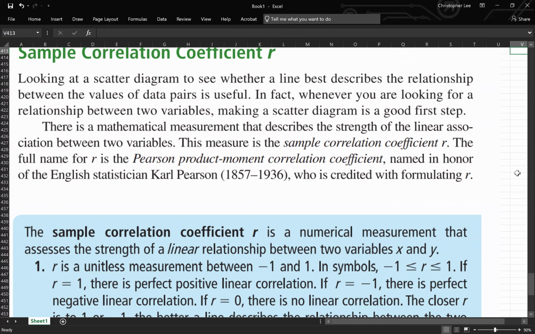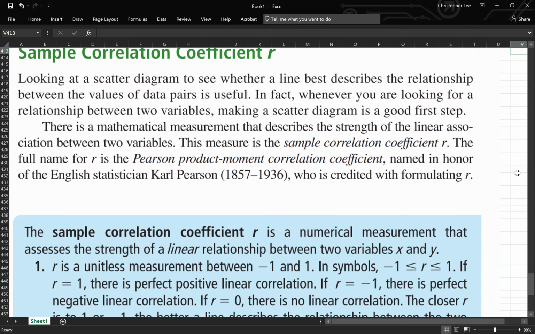The sample correlation coefficient R is a numerical measurement that assesses the strength of a linear relationship between two variables X and Y. R is a unitless measurement between -1 and 1. In symbols, -1 is less than or equal to R, which is less than or equal to 1.